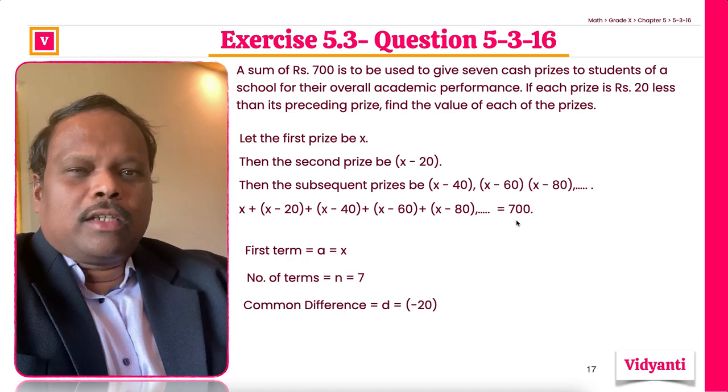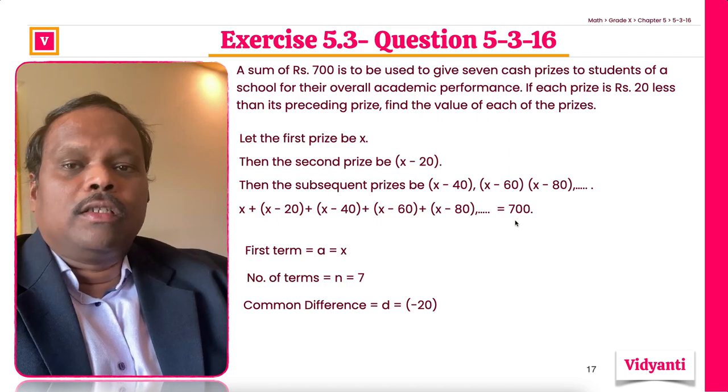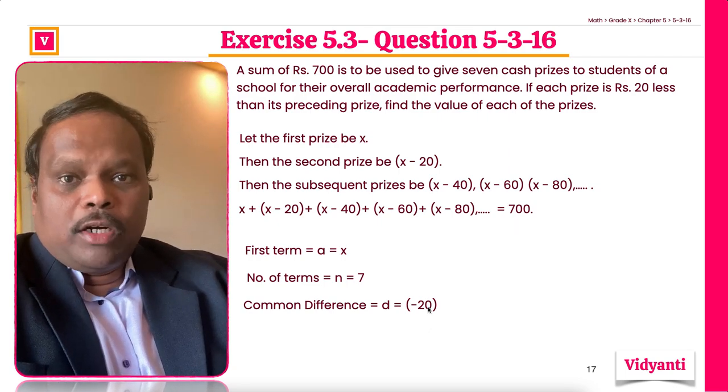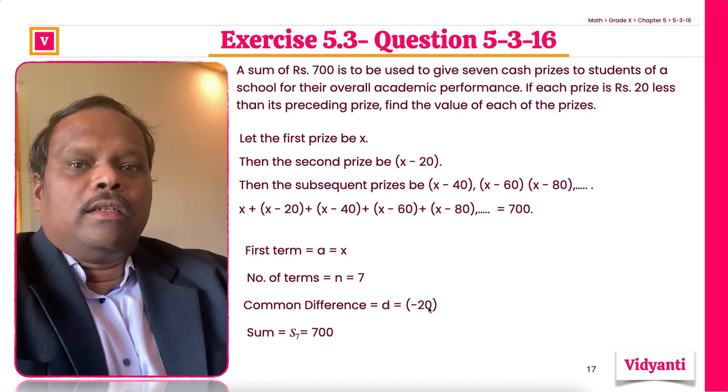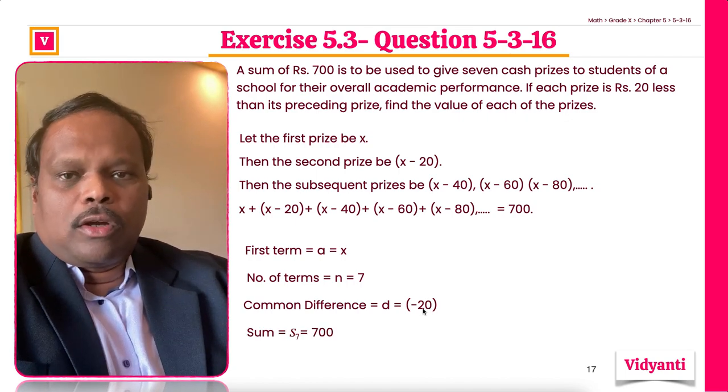Common difference is actually, people will take 20, but that's not true. It's minus 20, negative 20, because the value is decreasing. So this is very important. The common difference is negative 20. And the sum of the first 7 prizes is going to be 700, because altogether they must add to 700 rupees.